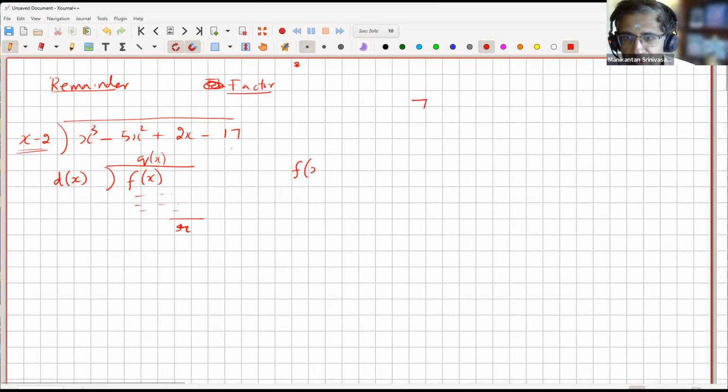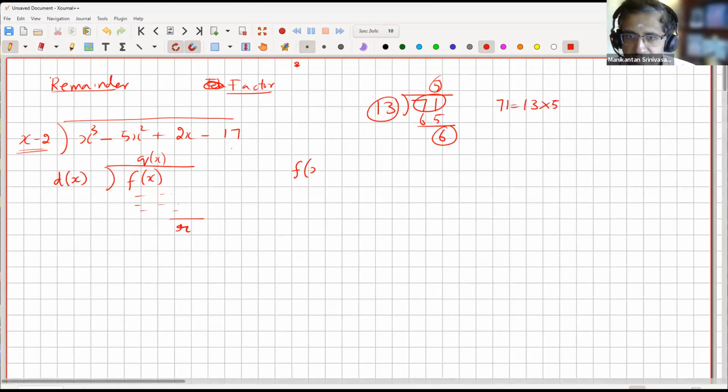Let's do a simple math division with just numbers. Suppose I have 71 divided by, let's say, 13. 13 5s are 65. The remainder is 6. So how do we connect all of these numbers? We say 71 is nothing but 13 times 5, plus 6. This is the divisor, this is the quotient, and this is the remainder. So 71 is the divisor times the quotient plus the remainder, so 65 plus 6.